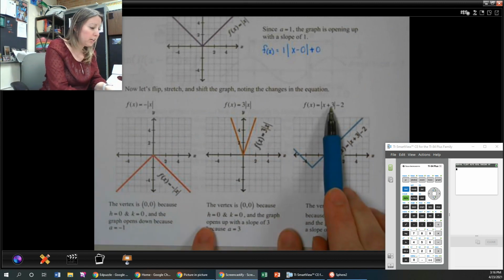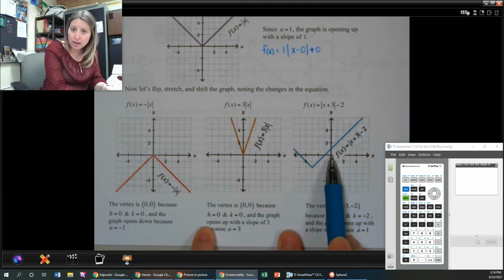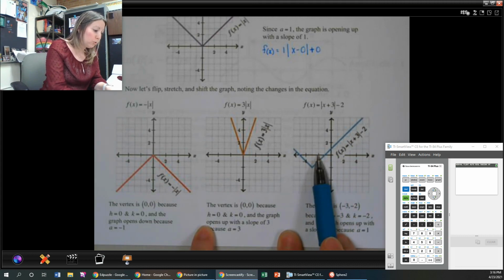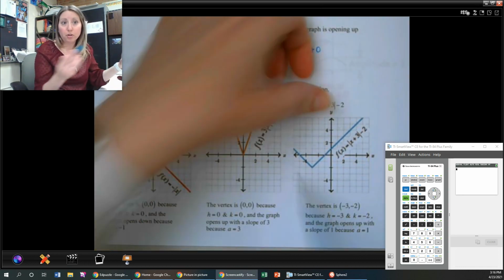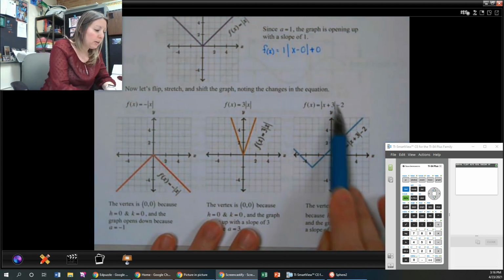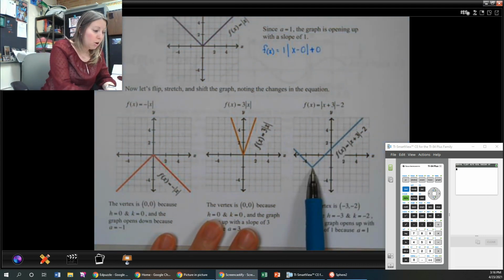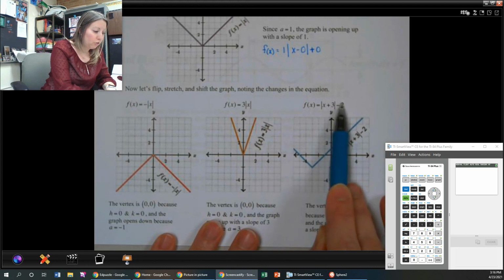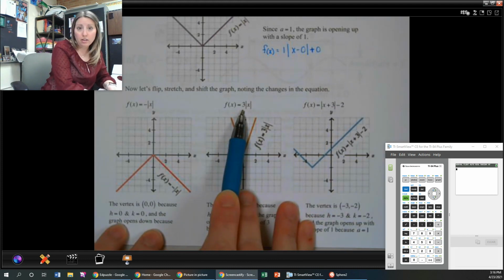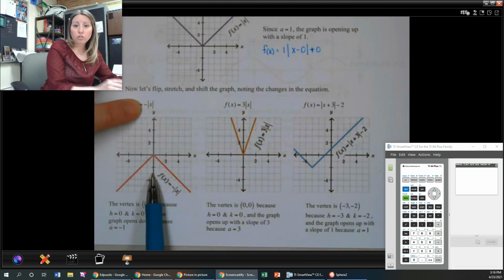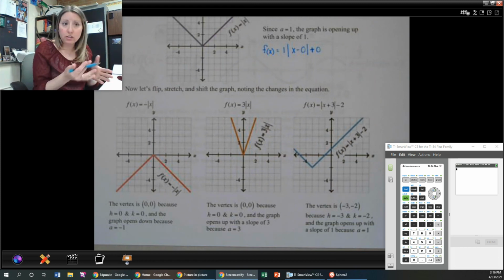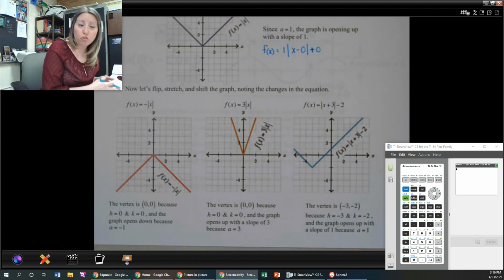And if we throw numbers inside and outside, well, now that takes our vertex and brings it to the left 1, 2, 3, and down 1, 2. It's always the opposite sign of what's inside the absolute value bars, or the parentheses if you have them. And it's the same sign of what's outside for the up and down. So here's your left and right. Here's your up and down. Here's your widening and narrowing, as well as your flip upside down. So in the equation, we can see all those pieces making those changes.